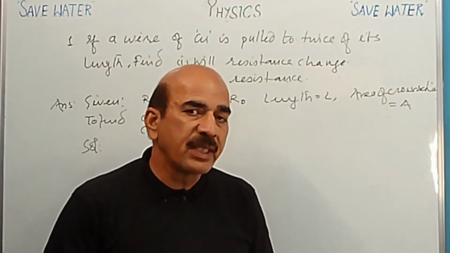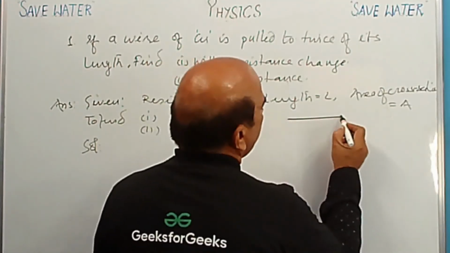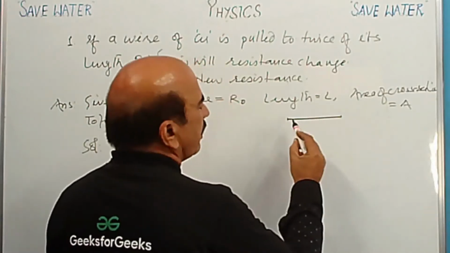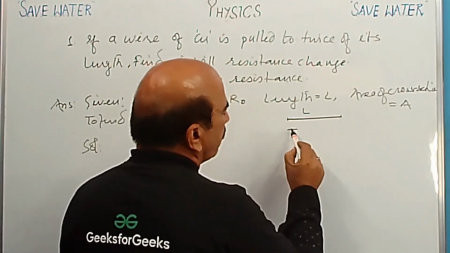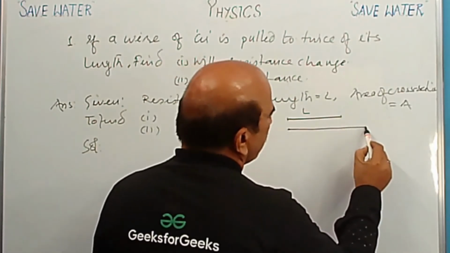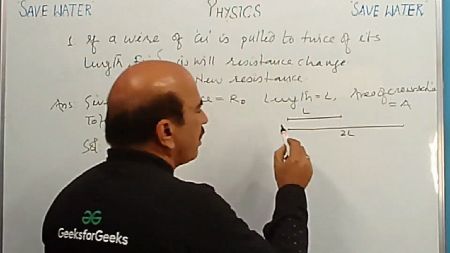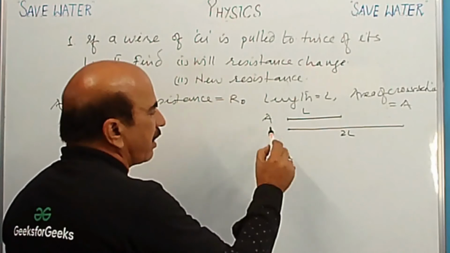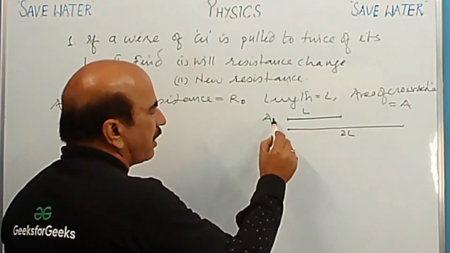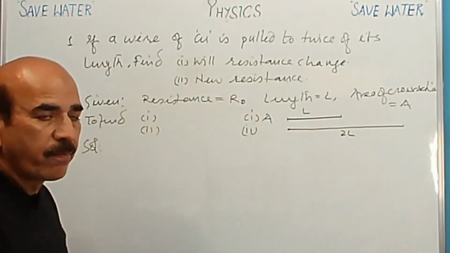Okay, resistance will change. So if the length is changed, this is the length. When this same wire is pulled, its length is L, and when it is pulled, its length becomes twice. It is 2L. So what about the area of cross section? Its area of cross section is A here. So will the area of cross section in the second case remain the same or will it change if it is pulled?